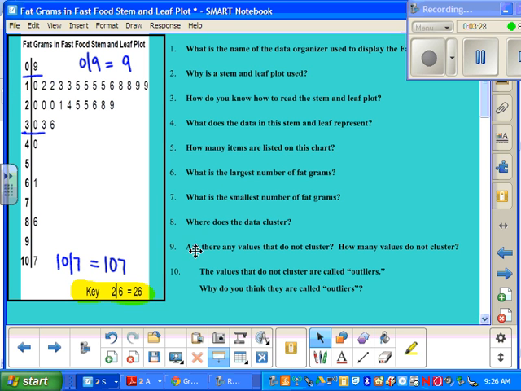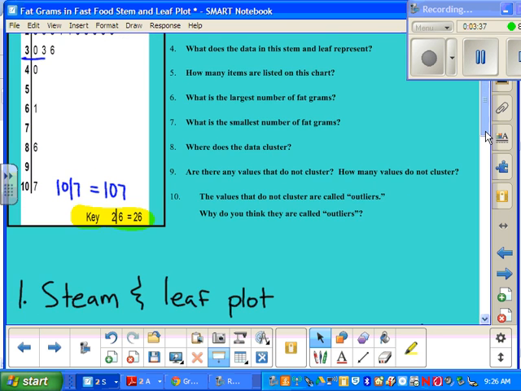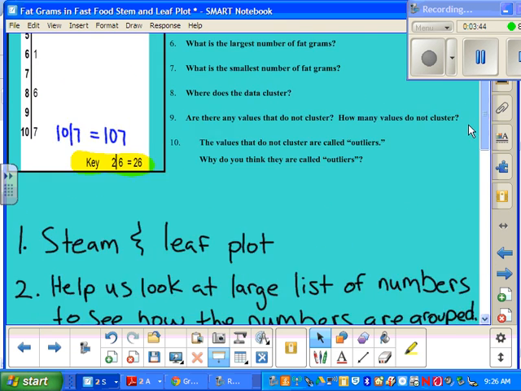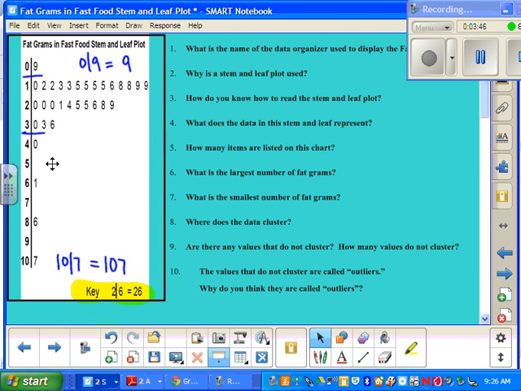Number 9, are there any values that do not cluster? How many values do not cluster? Again, you're going to look at your chart and see that yes, there are 3 values that do not cluster. Those values are 61, 86, and 107. Those are not in the clusters. All right, and number 10, the values that do not cluster are called outliers.